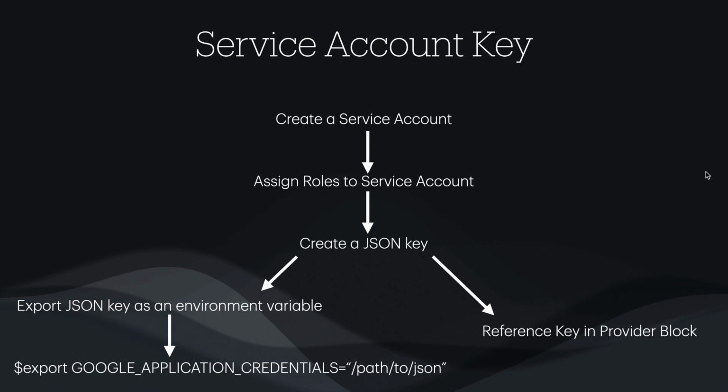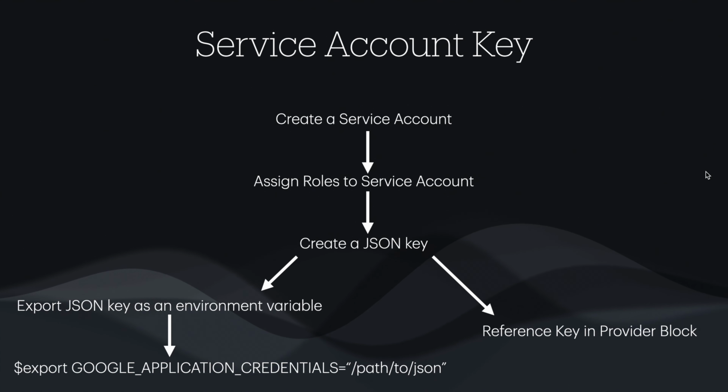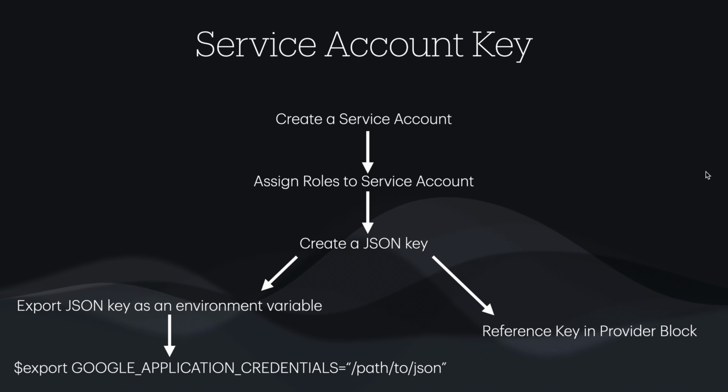Once you create a JSON key, you have two options. One is you export the JSON key as an environment variable, or the second one is you use the reference key in the provider block. You reference this JSON key that you created in the provider block. When you export the JSON key as an environment variable, this is typically a method that's used when you're using Terraform along with a CI/CD pipeline, for example, GitLab CI.